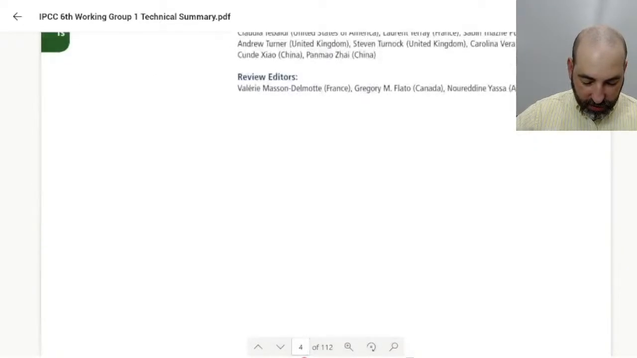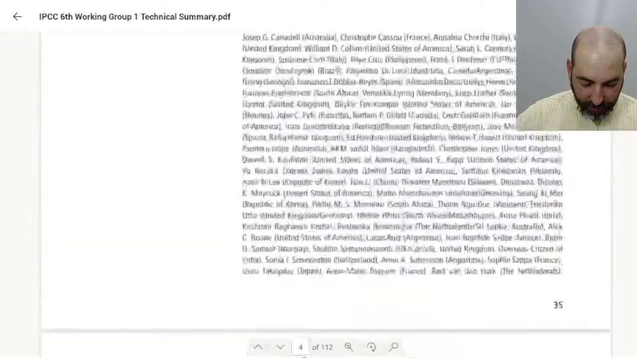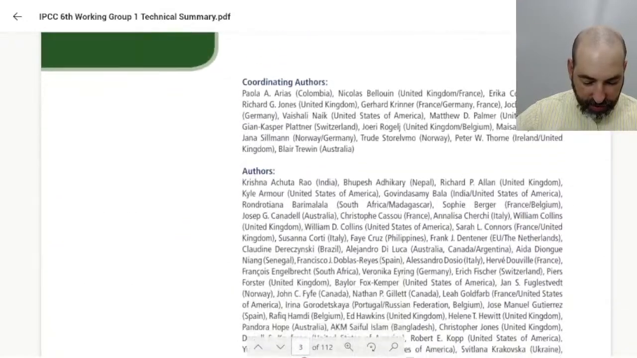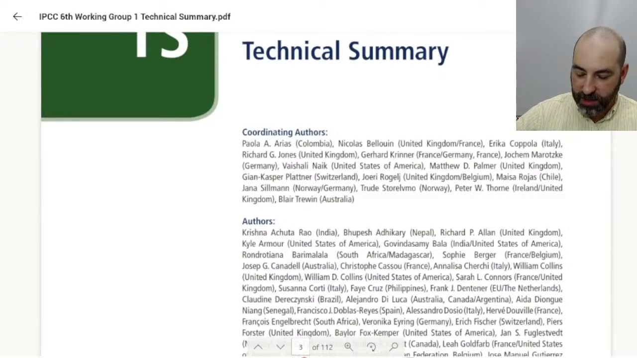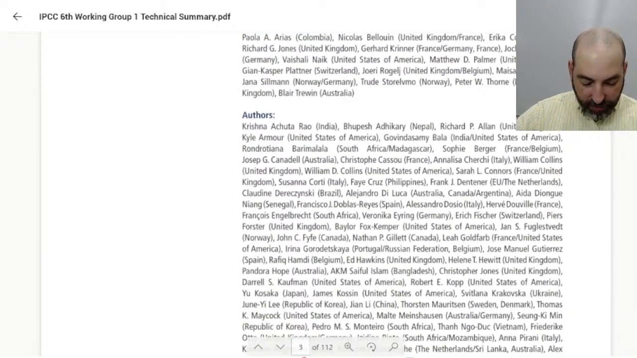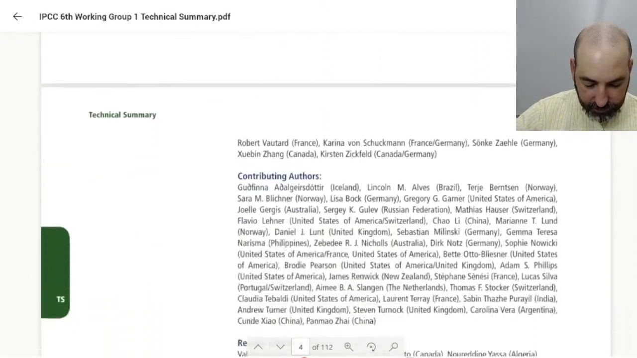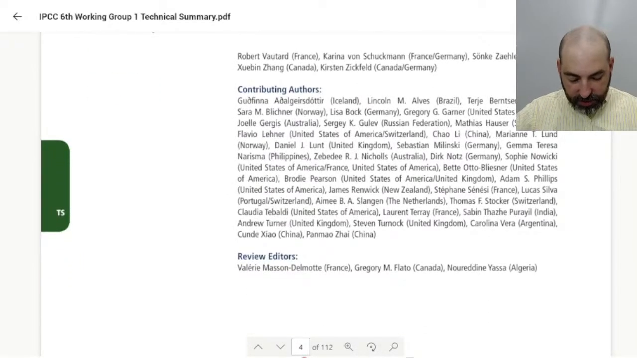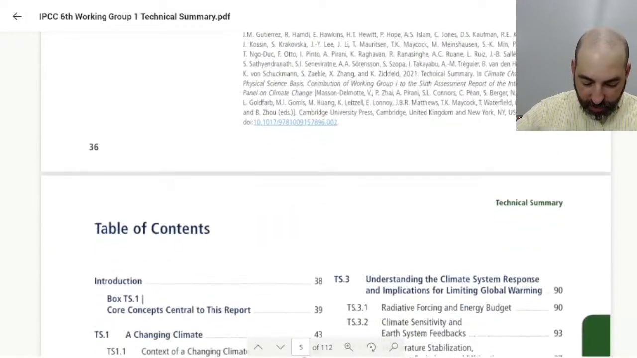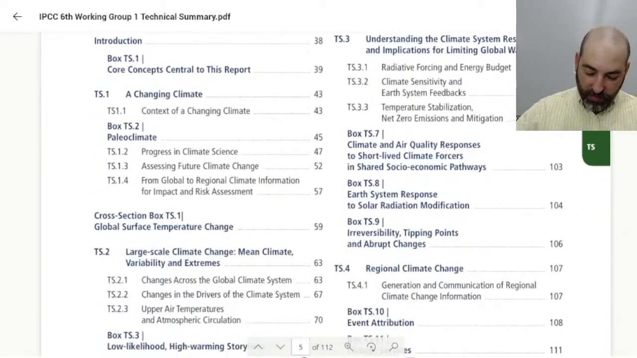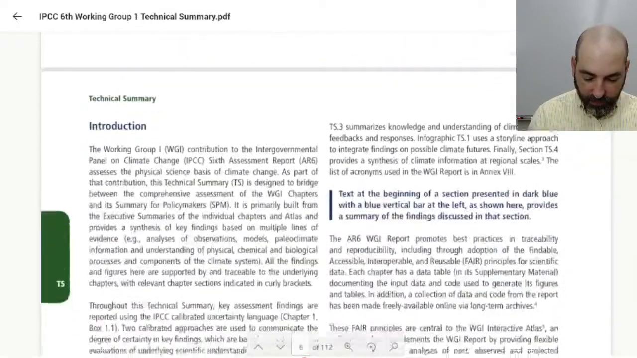So let's take a look at it a little bit here. So the authors, right, you've got coordinating authors from all over the world, so people kind of in charge of the project. Then you've got authors who are all significant scientists in their field, and contributing authors, who maybe help out here or there. And that's a lot of people, right? And a lot of stuff going on.